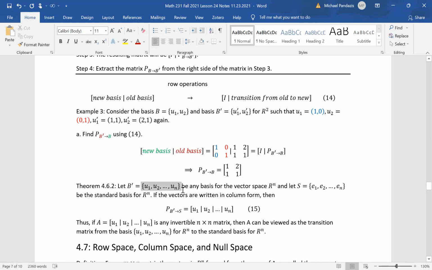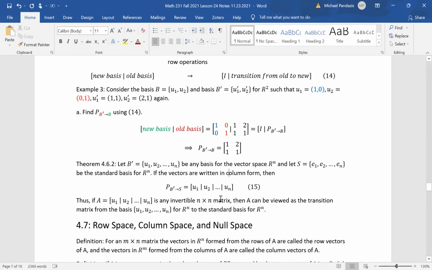Let B prime equal to this set be any basis for the vector space Rn. And let S equal to this set be the standard basis for Rn. If the vectors are written in column form, then the transition matrix from B prime to S is equal to this matrix, where the columns are the vectors in B prime.